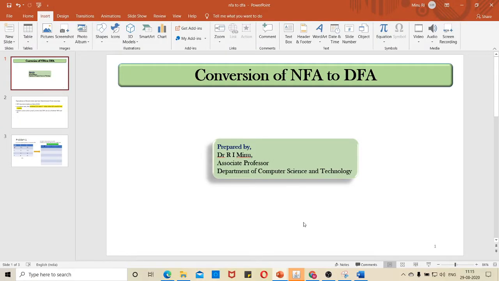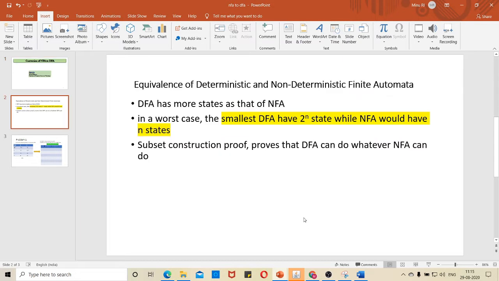Hi students, in this video we are going to see how to convert an NFA to a DFA, that is, how to convert a non-deterministic finite automata to a deterministic finite automata. We are going to convert the NFA to its equivalent DFA.